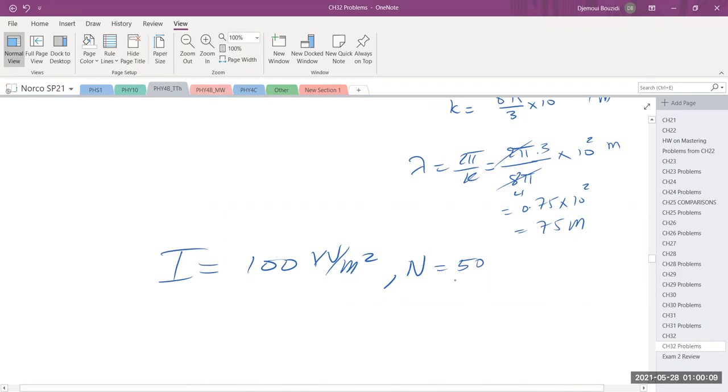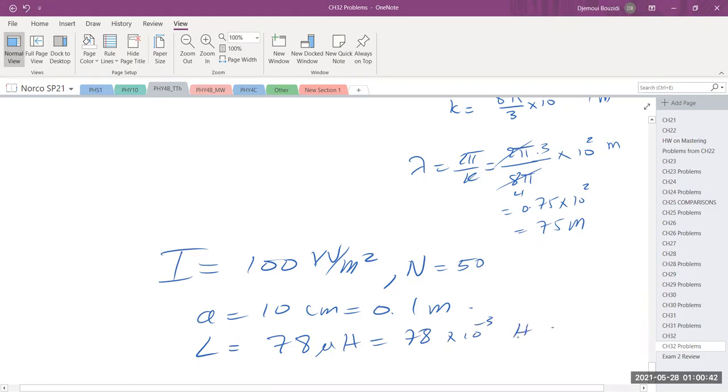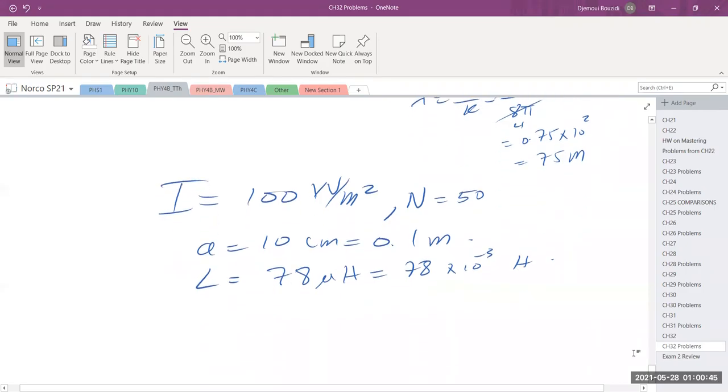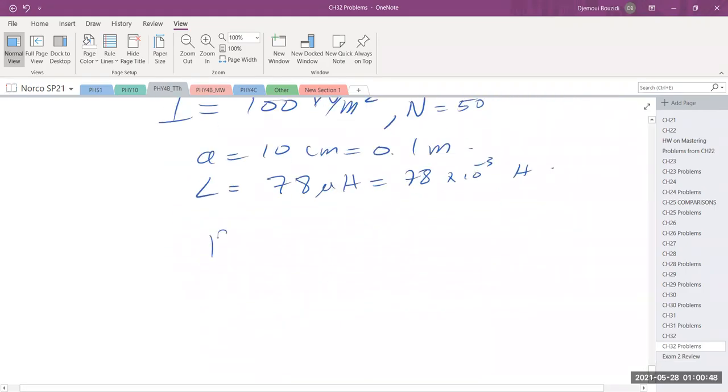because really an antenna needs to have several loops in order to even capture anything special. So N is 50. And also what else? The length A is 10 centimeters, or 0.1 meters, okay? What else do we know? It follows that it's self-inductance. So they gave you also the self-inductance L, which we can really calculate, but it's 78 microhenry, or 78 times 10 to the negative 3 henry. Okay, so they give us L. And they give us R also. R in the circuit is equal to 100 ohms.